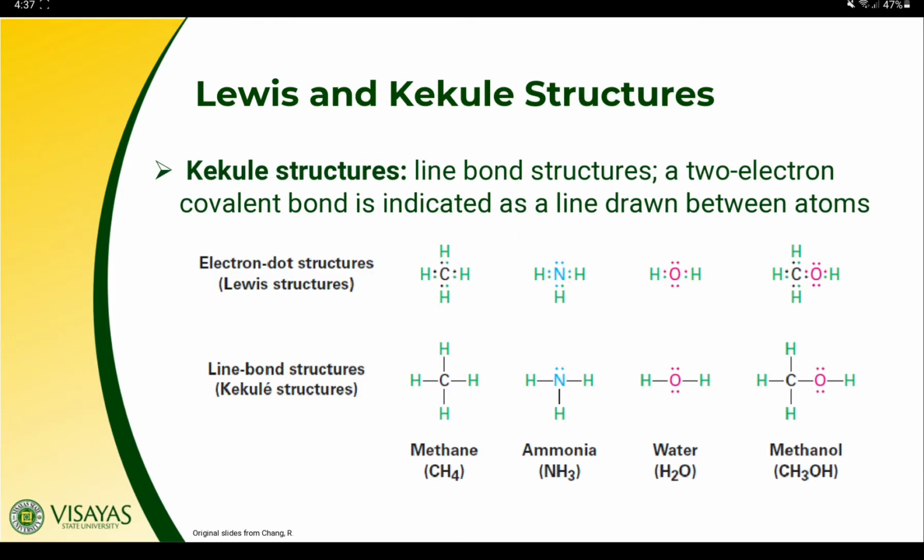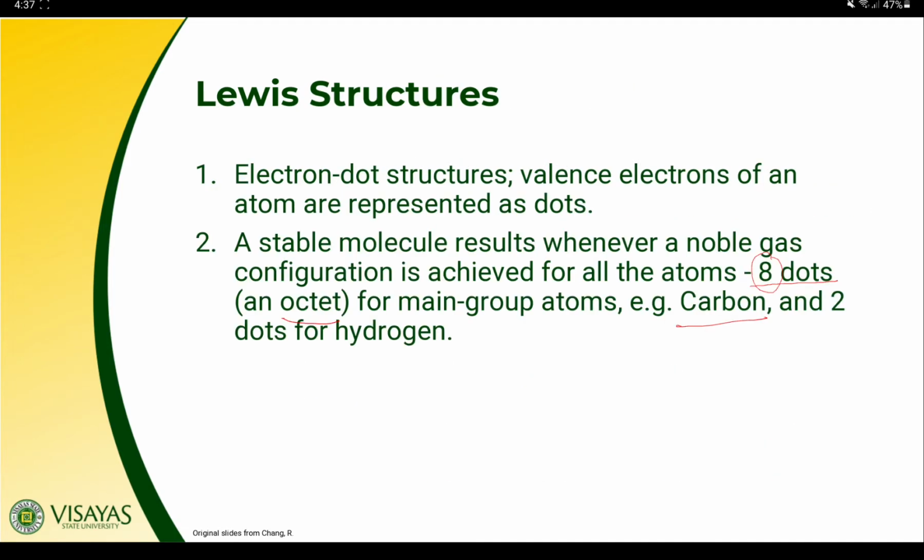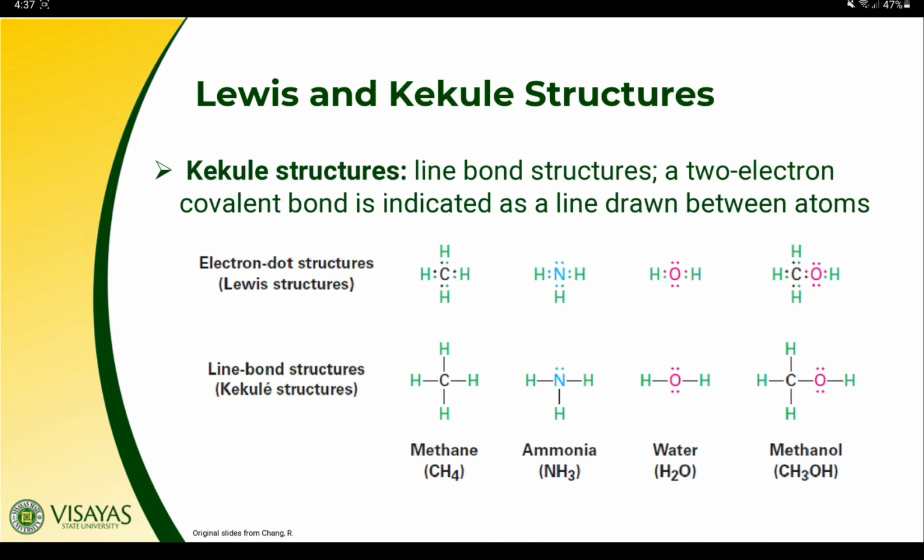Kekulé structures are line bond structures. So if Lewis structures are electron dot structures, Kekulé structures are the line bond. Here, a 2 electron covalent bond is indicated as a line drawn between atoms. For example, in methane, we have our line here. In this one covalent bond, there are 2 electrons shared in that bond.